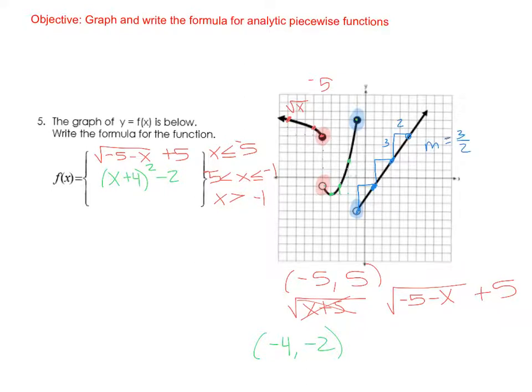We don't have the y-intercept. The y-intercept is a decimal. So pick any point you want. I'm going to go with 3, 2. This point right there is 3, 2. So I'm going to do 3 over 2 times (x minus 3) plus 2. And that is my piecewise function.